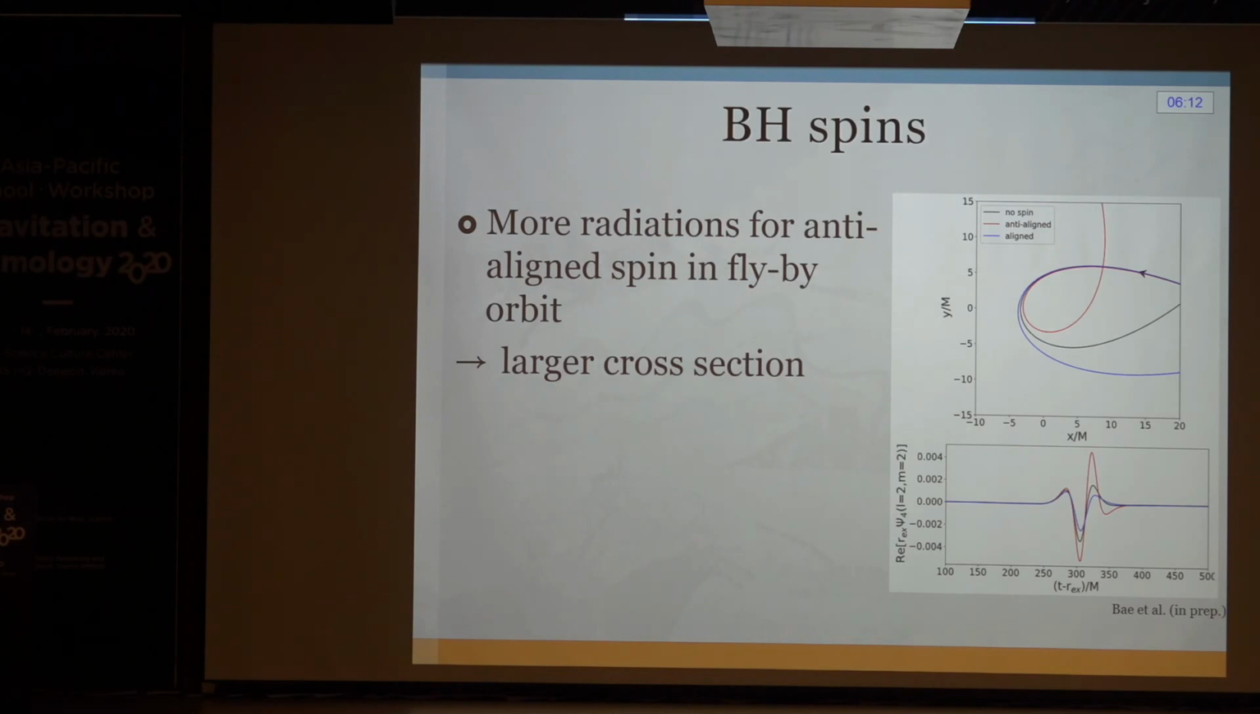And black hole orbits can be affected by the spins. This shows the orbit. Black lines are low spinning cases, and the red line is anti-aligned spin. It means the two black holes have spins anti-aligned to the orbital angular momentum. And blue shows the aligned orbits. You can see here the anti-aligned black holes can have more whirling orbits. It means anti-aligned cases have a larger cross-section for gravitational radiation capture.